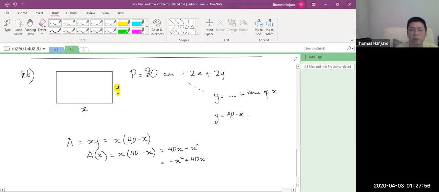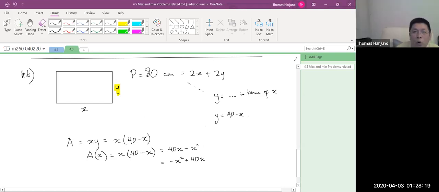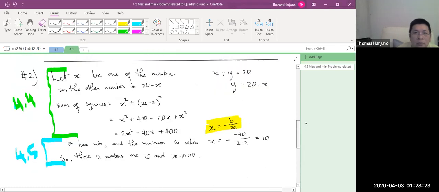-1. The b is? 40. The c is? 0. Now, if I want to find the largest area, am I finding the x or finding the area that is largest? The area that's largest. So are we looking at the x or the y of the vertex? The y.